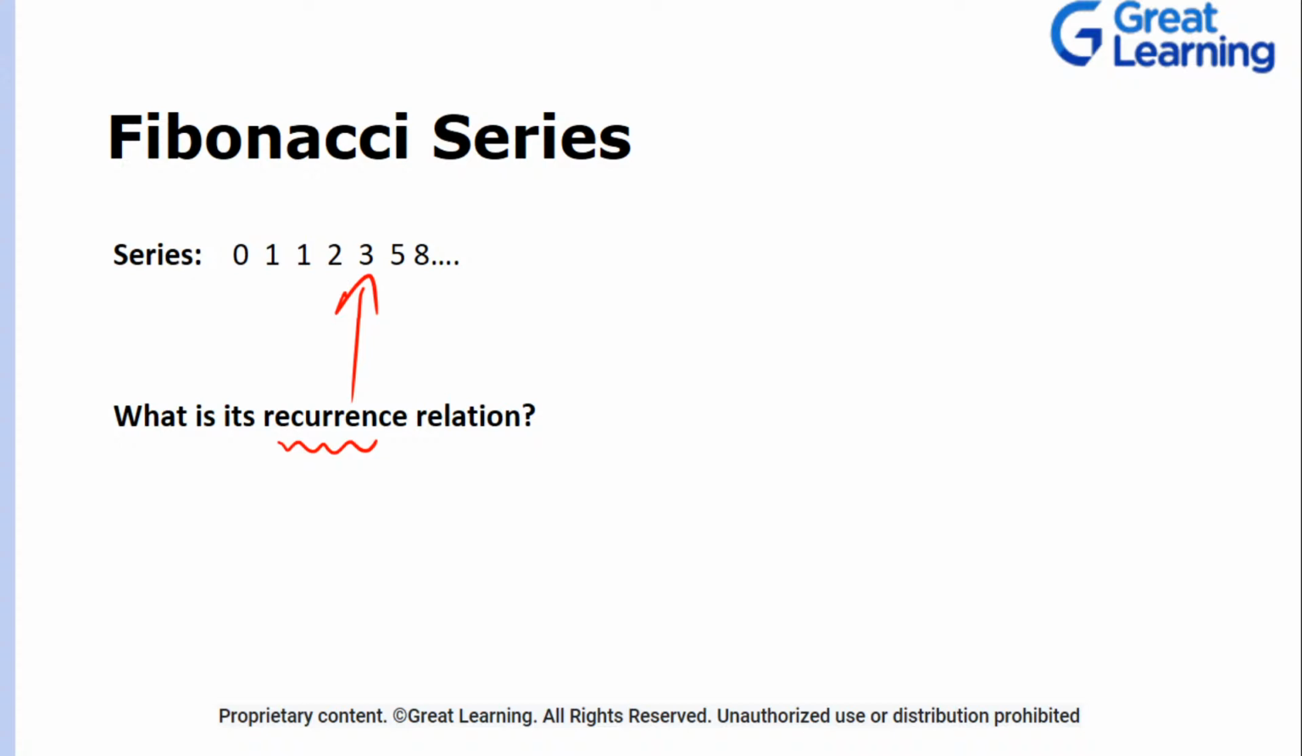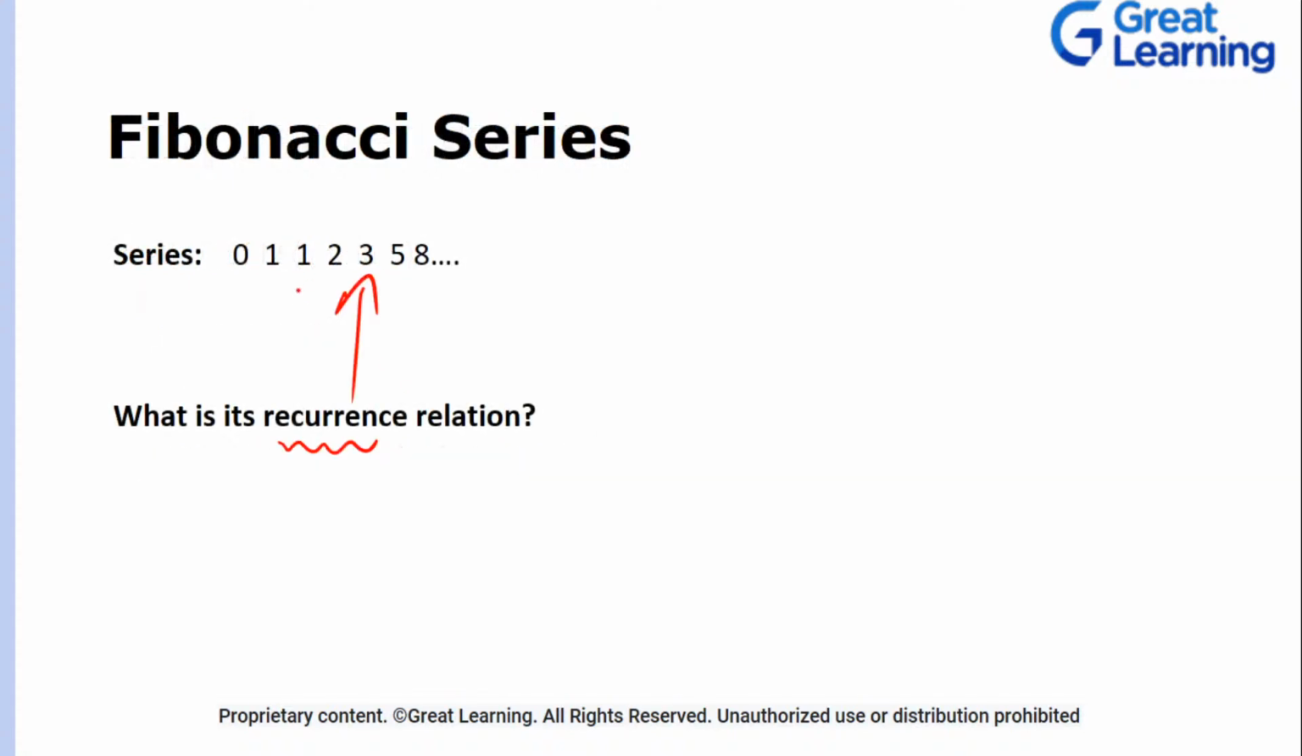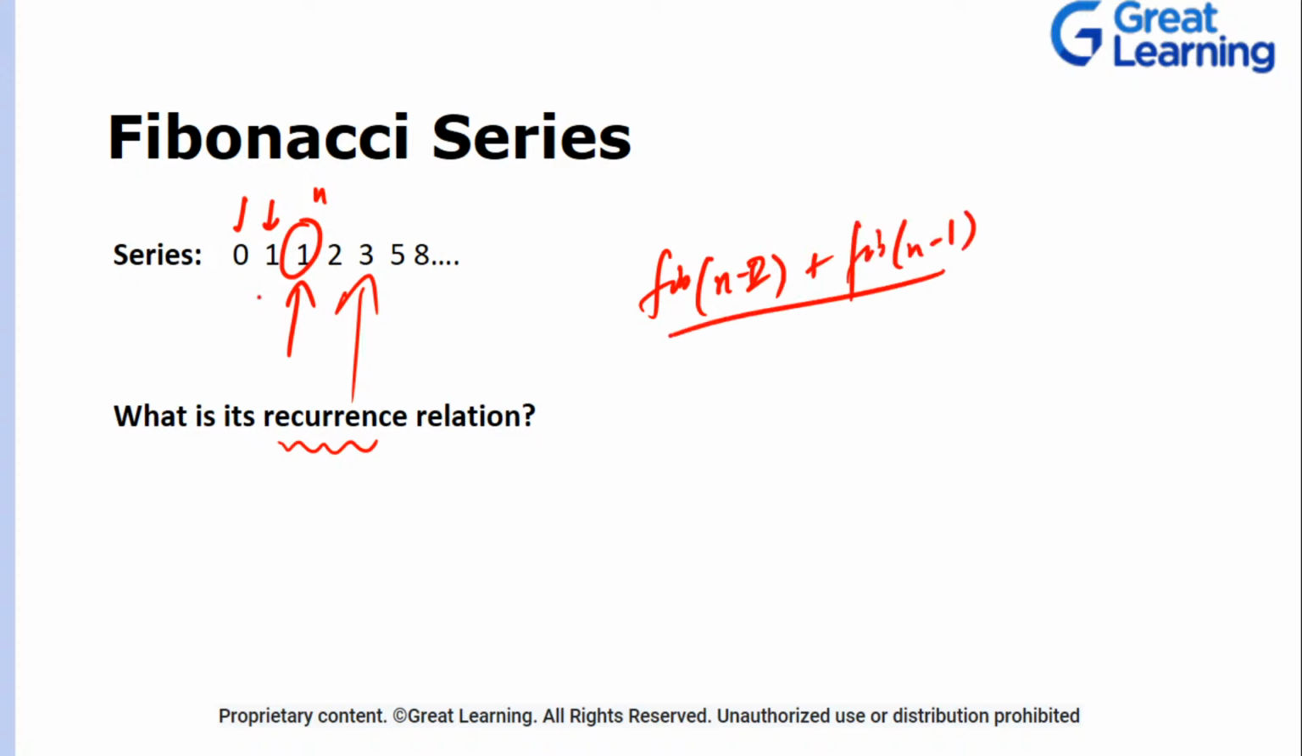So the simplest way to generate this recurrence relationship is that you will add the previous number, and then the previous number. That means you are adding the two previous numbers. That means if you want to generate, let's suppose, this number, so what you are doing, you are adding this number and this number. So what is this? This is fib of, let's suppose if this is n, so you will say fib of n minus 2 plus fib of n minus 1. So this is how you are adding the previous two terms.